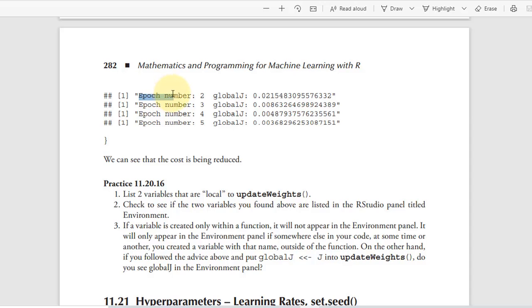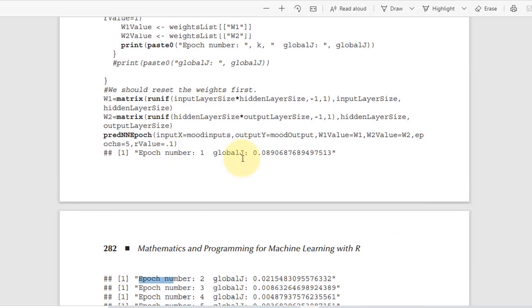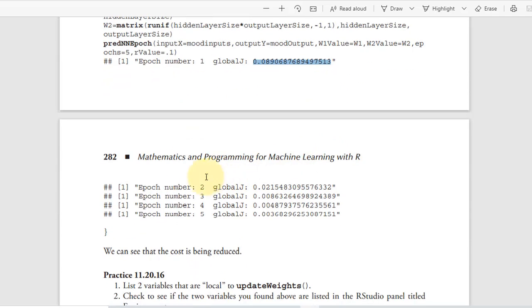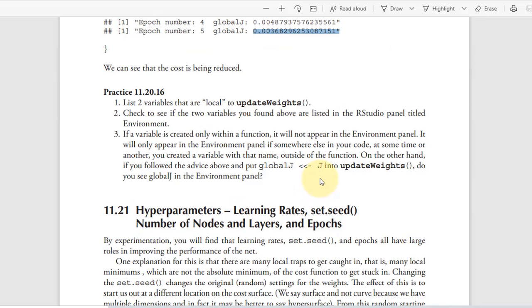And we go through one epoch, and then I think the first epoch is here, and we have the error. Then we run it through a second epoch, and we get the error, and we see that the error is reduced. And then we run it through another epoch, and the error is reduced further. And we keep running it through increased epochs, and we see that the cost is being reduced. And in the process, we learn a lot about the programming.